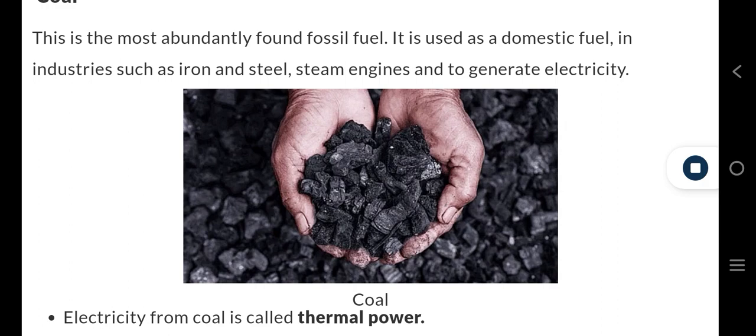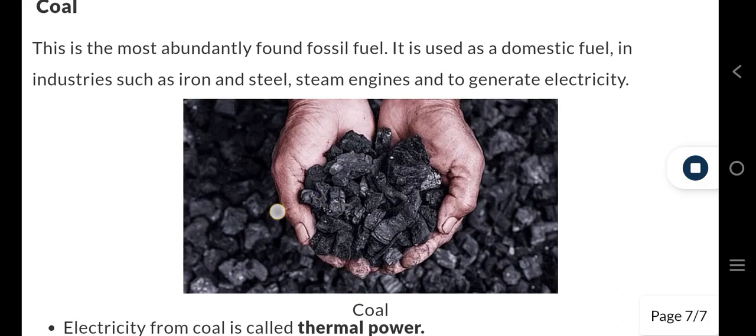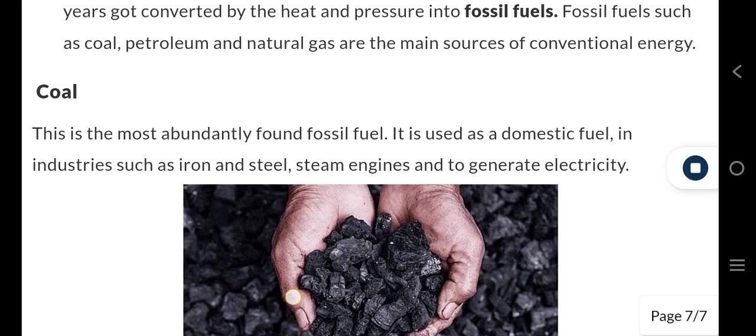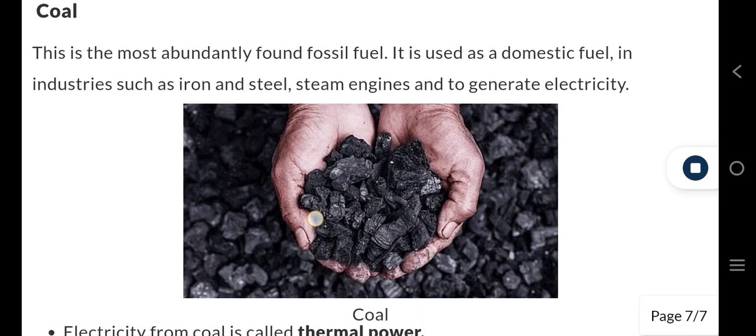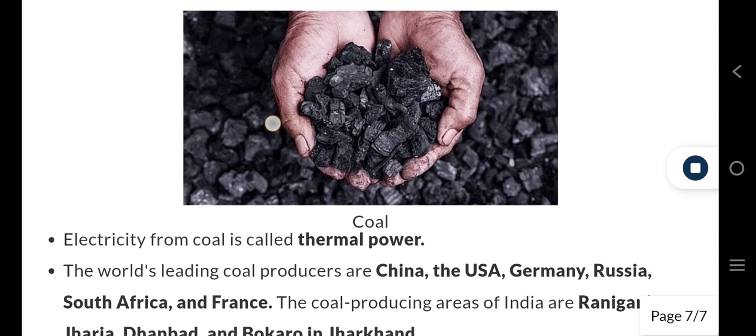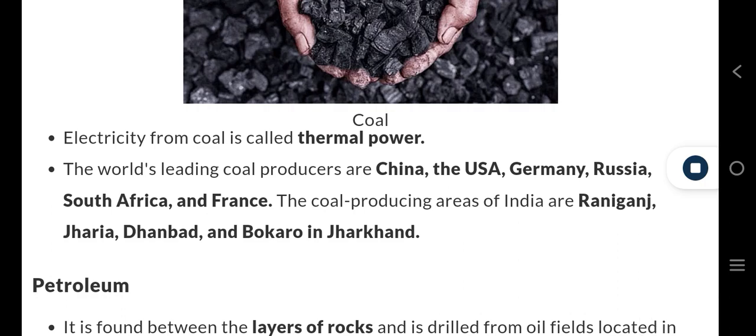Coal. This is the most abundantly found fossil fuel. It is used as a domestic fuel, in industries such as iron and steel, in steam engines and to generate electricity. Electricity from coal is called thermal power. The world's leading coal producers are China, the USA, Germany, Russia, South Africa, and France. The coal-producing areas of India are Raniganj, Jharia, Dhanbad, and Bokaro in Jharkhand.